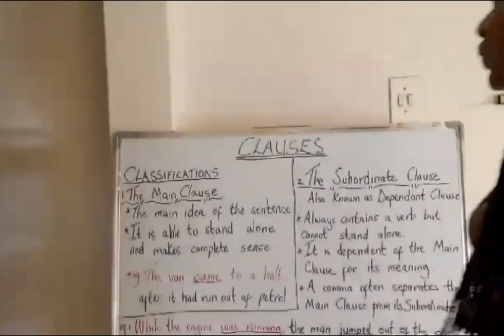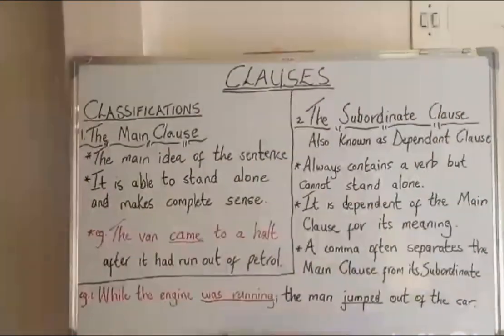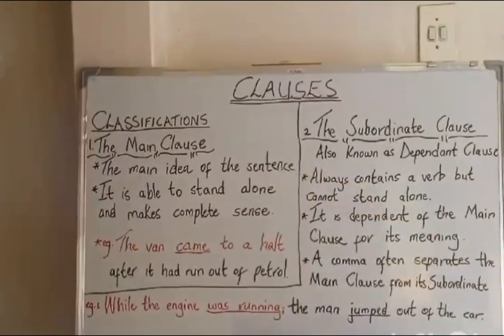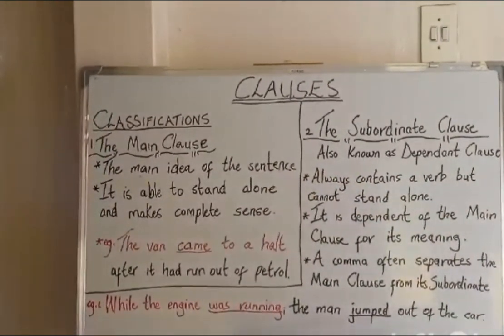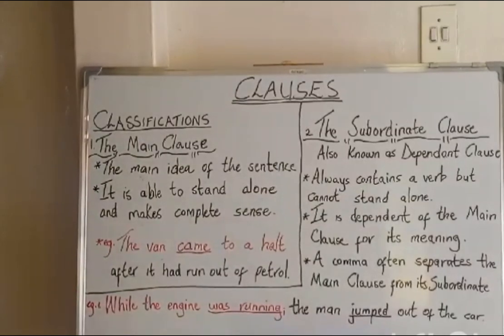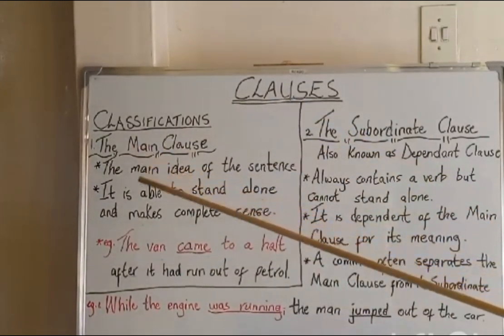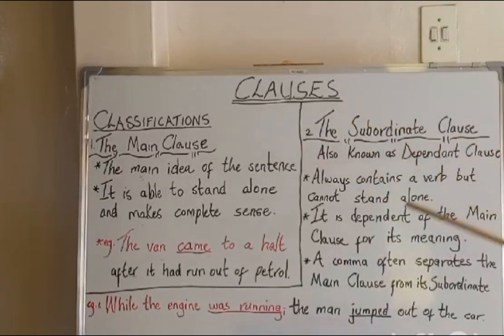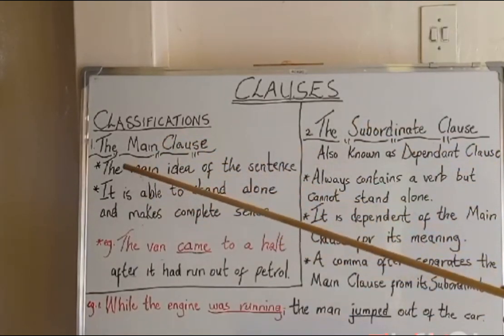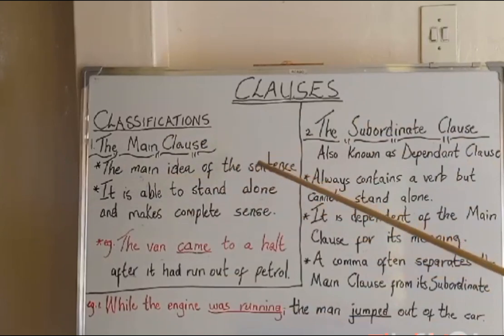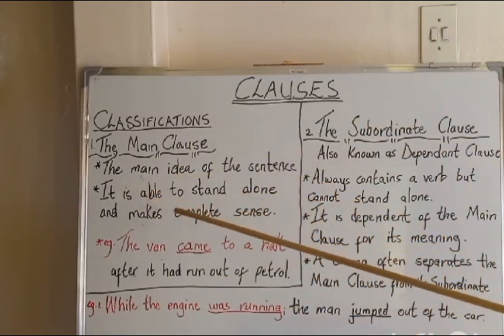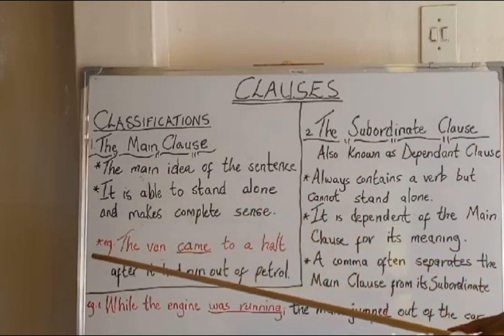Today we are busy with clauses. Please check the board and see what we are busy with today. We have two classifications of clauses. We have the main clause, and we have the subordinate clause. The main clause is the main idea of the sentence, and it is able to stand alone and make complete sense. Here's an example.